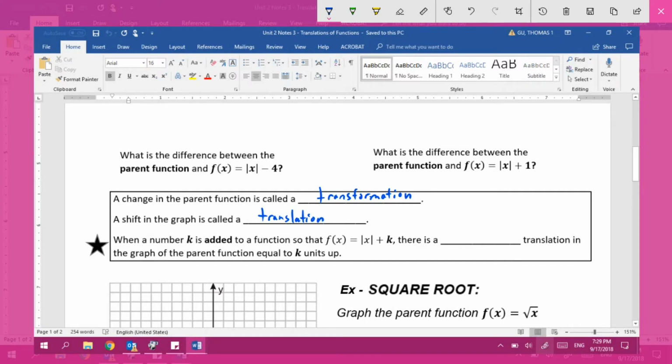When a number k, this is the mathematical definition now, when a number k is added to a function so that the form of the function looks like f of x equals absolute value of x plus k, it can be any function, but we just use absolute value, there is a vertical, that means up and down, translation in the graph of the parent function equal to k units up. So how many units up is equal to k? So let's take a look at an example then.